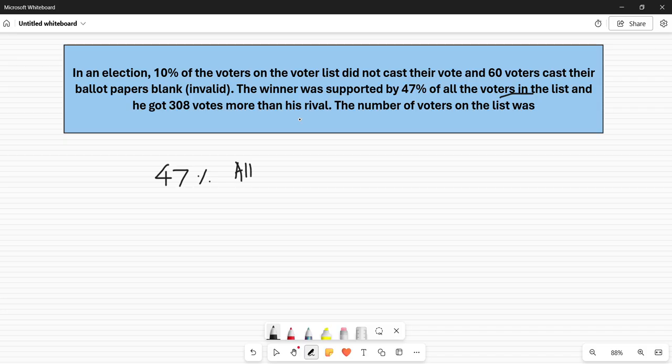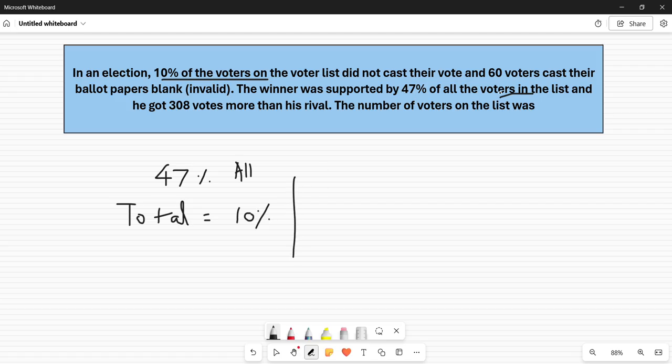Generally, I have gone through these kinds of questions. One thing you must understand here is, when we think of total, in this case, 10% of voters did not vote. They are also part of the total voters, right? So 10% they didn't vote.